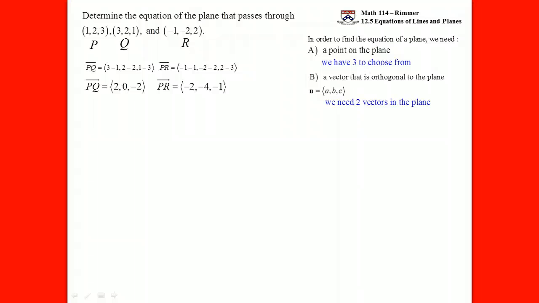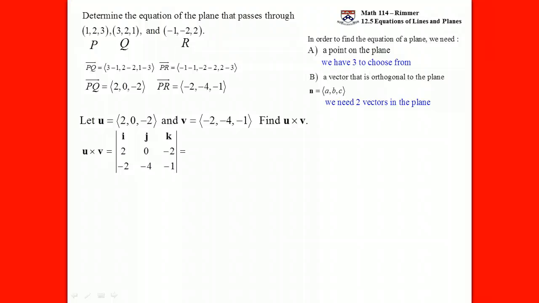Great. And I need the normal vector to the plane, so I cross them. Not that bad. So we have the I, J, and K components of the cross product. After a while, you get to the point where you won't need to write it all out like this, but here it is. Cross out the I row, cross out the I column, you have the little 2 by 2 determinant: 0, negative 2, and negative 4, negative 1. Cross out the J row and J column, you have the little 2 by 2 determinant: 2 and negative 2, and negative 2 and negative 1. Don't forget that you have to change the sign on that J component. And finally, cross out the K row and K column, and you have the little 2 by 2 determinant: 2 and 0, and negative 2 and negative 4.